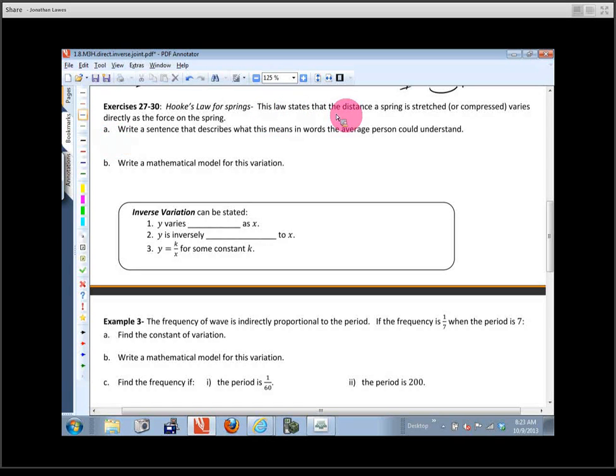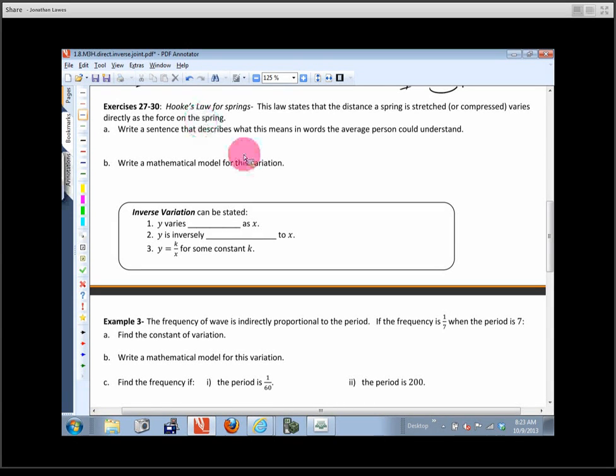This law states that the distance a spring is stretched or compressed varies directly as the force on the spring. So if you apply a force to a spring or a bungee, if you pull it, the harder you pull, the further it goes. The more you push, the more it's compressed. Doesn't that stand to reason? Isn't that what direct variation means? The bigger the force, the larger the distance you'll be able to pull it. See how they vary directly?